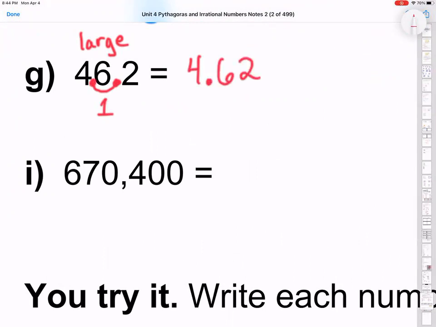So we're rewriting all those numbers times 10 always for scientific notation. And our exponent is, again, we started with a large number, so we have a positive exponent. In this case, we moved that decimal over 1 time, positive 1.